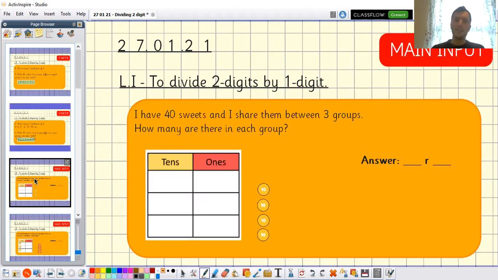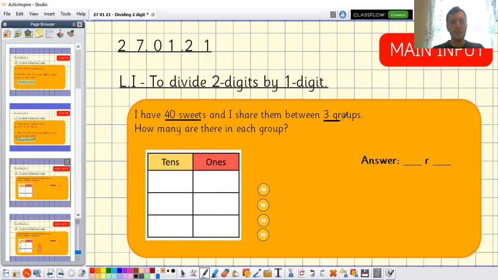Now, moving on. As I said, we're going to continue dividing 2 digits by 1 digit today. There will be some regrouping, and there may be some remainders as well. Let's look at the first one together. I have 40 sweets, and I share them between 3 groups. So I've got my 40 sweets. I'm going to underline that. That's important.